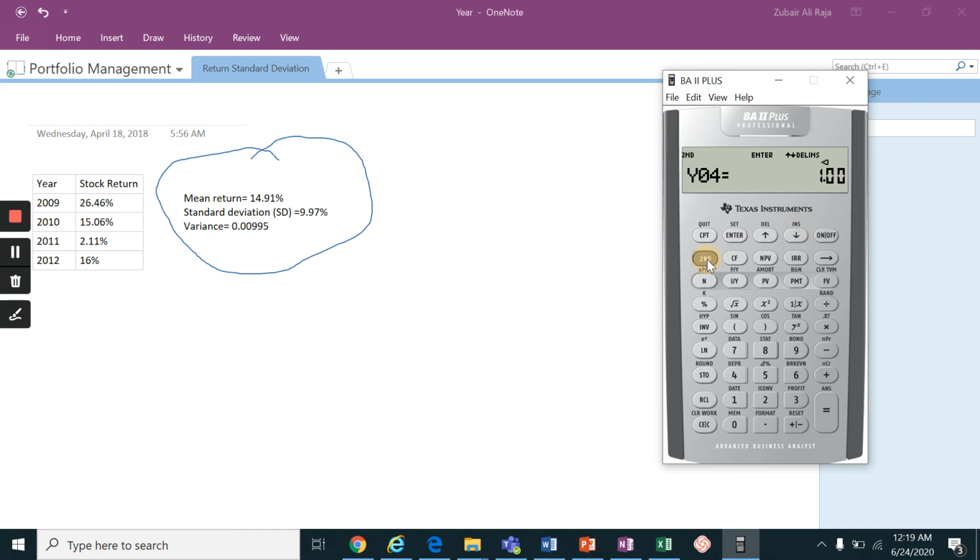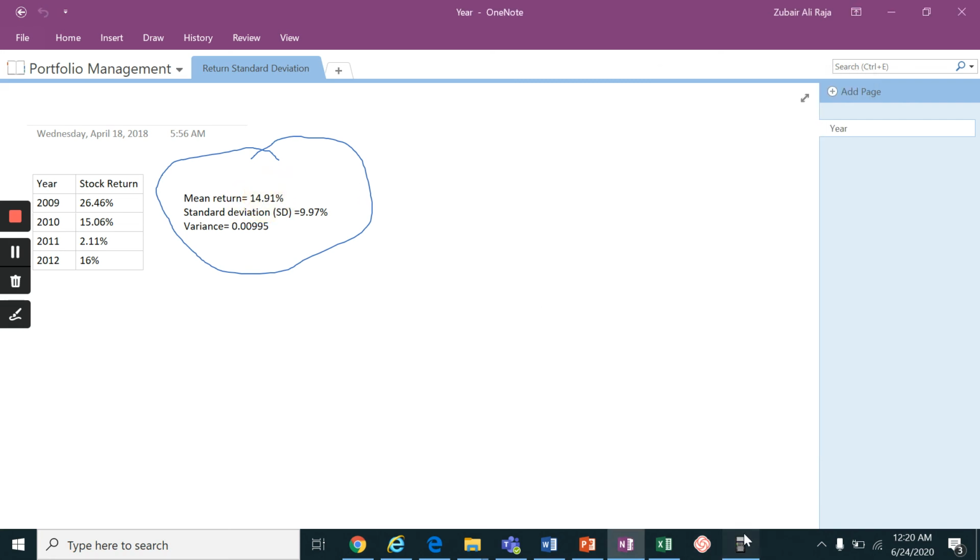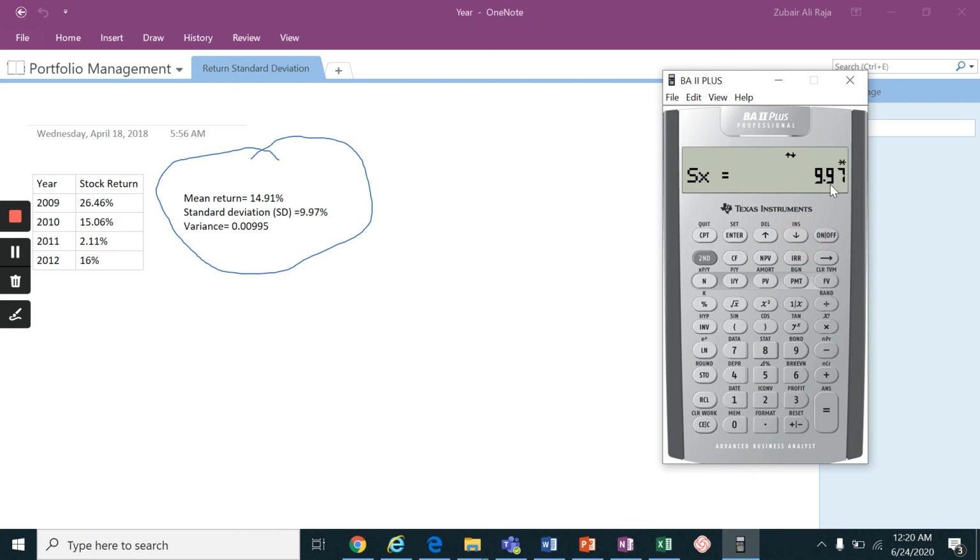Now press second and stat. You need to check the one-variable function. So second enter, second enter, second enter, second enter, and here you go. You have the mean of 14.91%, which is over here. Then you have the sample standard deviation, which is 9.97%. Like we fed all the numbers in terms of percentage, the answer for the mean return is also in terms of percentage, and the standard deviation is also in terms of percentage, 9.97%.